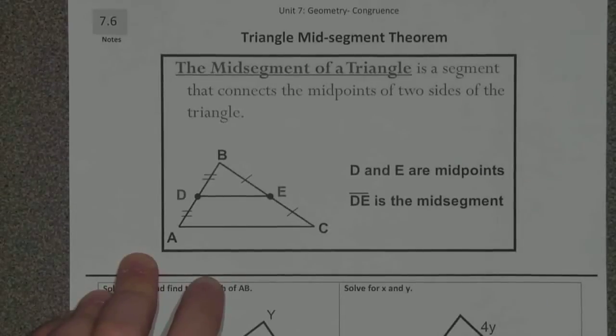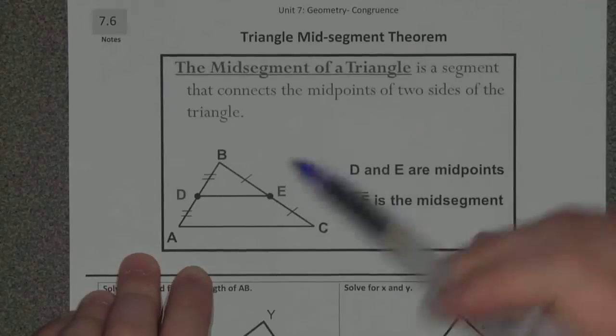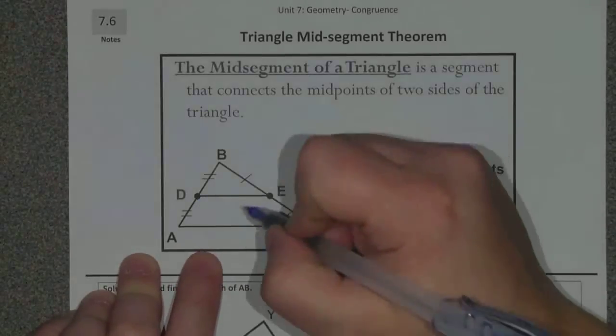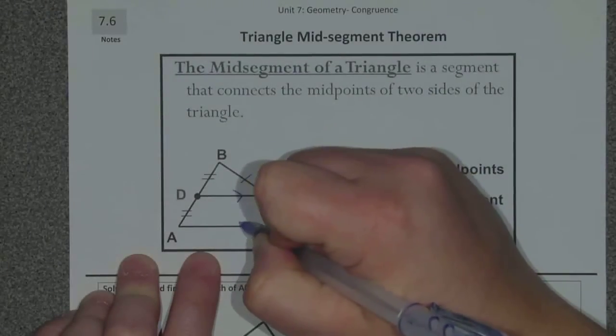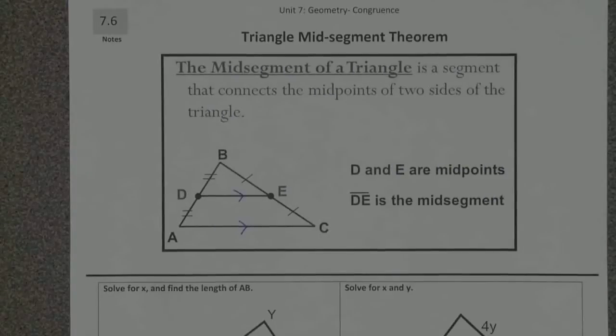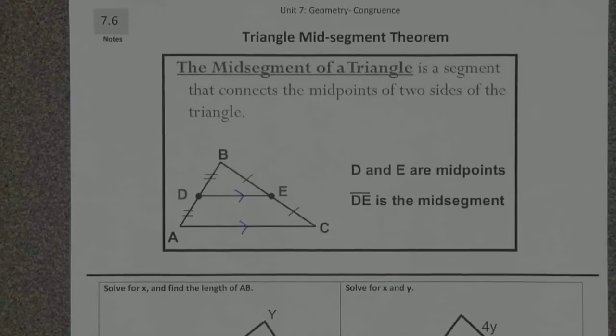Okay, when that mid-segment is drawn, it does something even more special to this triangle. When you draw this mid-segment from this side to that side, this mid-segment becomes parallel to the third side of the triangle that it's not touching. Okay? Do you guys remember that those little arrows mean parallel?